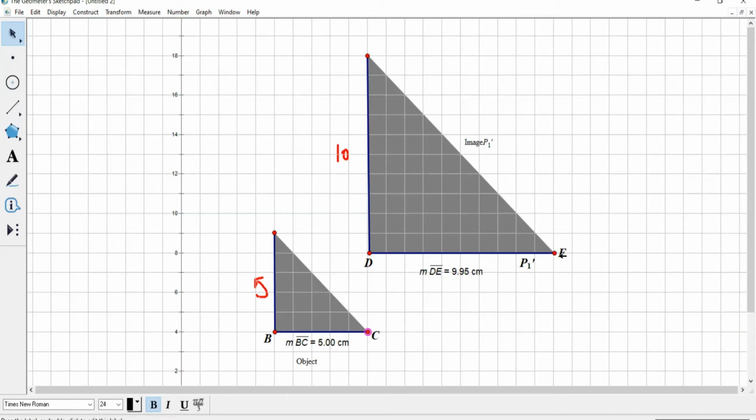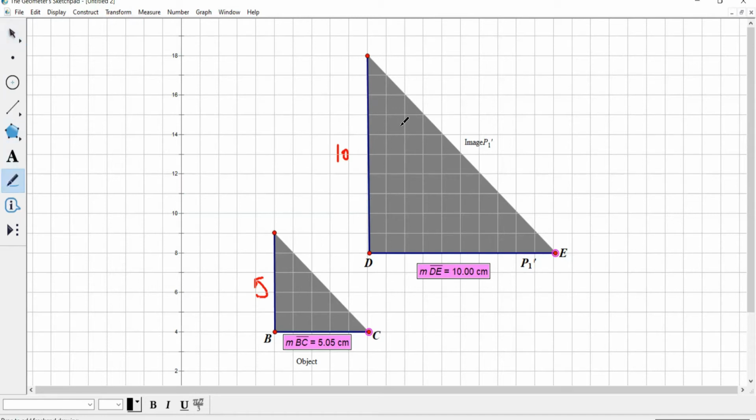But really and truly, what this is just telling us is, as you can clearly see, that this distance right here is double this one up here. 10 is double this, and the same way the hypotenuse is going to be double this. Now what does that mean?